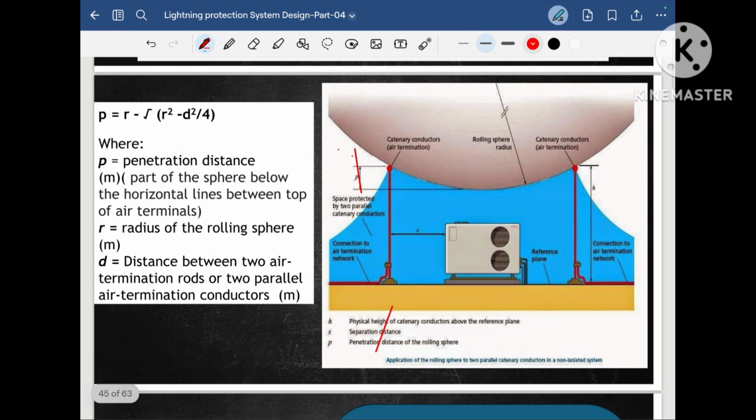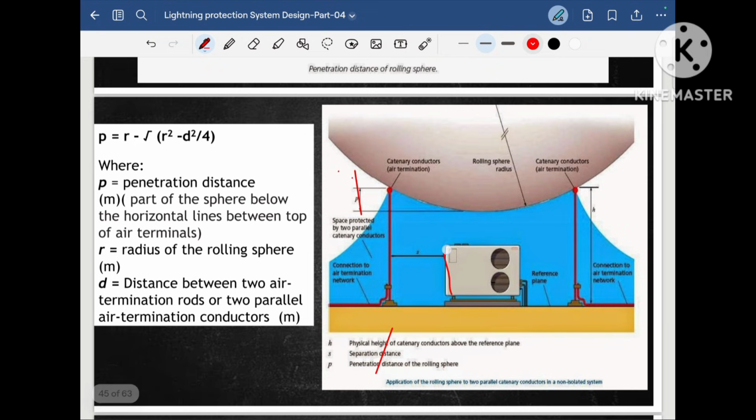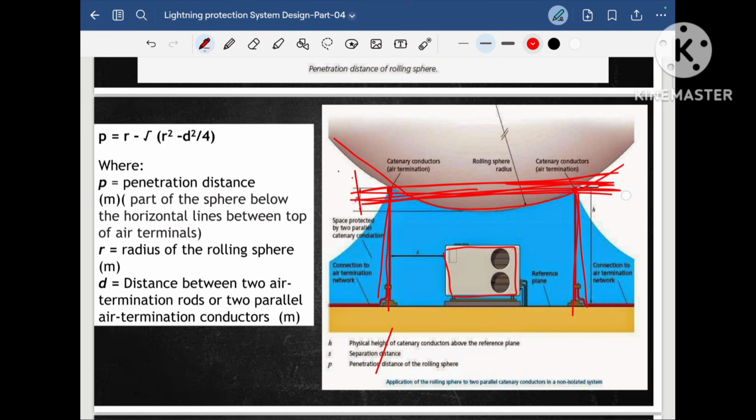Now in this photo it is very clear that we have equipment, and this is our air terminal. This imaginary rolling sphere is penetrating under the safer zone. This is the rod, this is the height. So this distance is penetrating inside the safer zone. Suppose this equipment is bigger in height and it is clashing with this penetrating zone, then it means this equipment is not safe from the lightning strike. So we have to calculate this distance and analyze whether our equipment is below this distance or not, in order to know that the equipment placed over the roof is protected from the lightning strike.